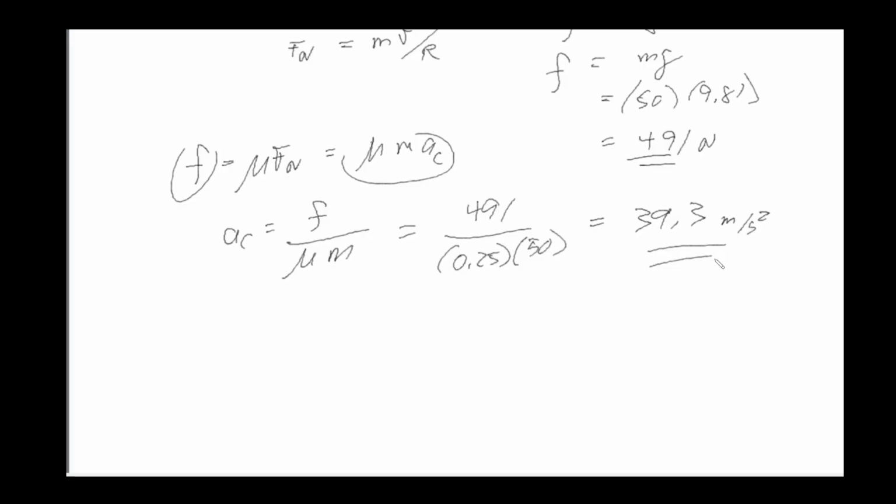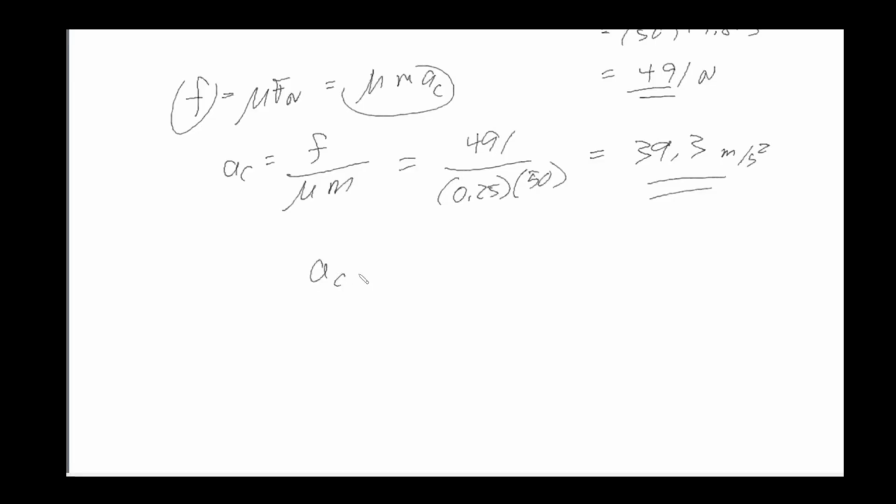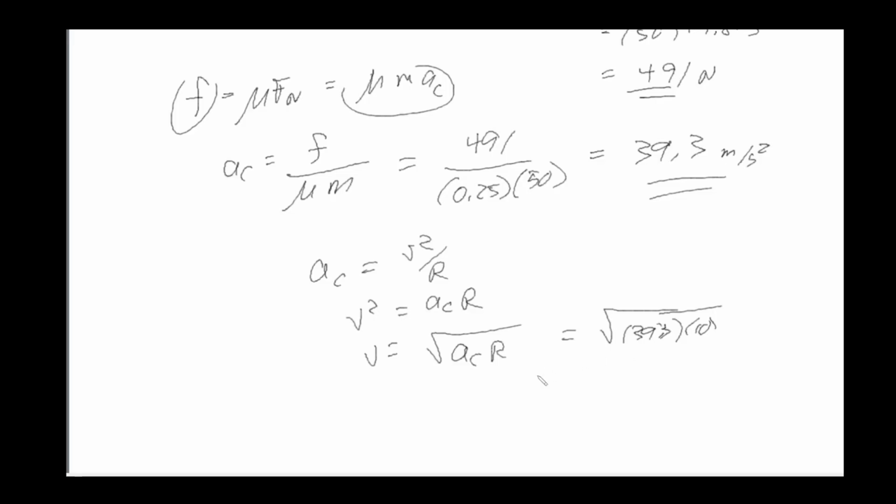Now we also want to know what the minimum speed is. Well, we know centripetal acceleration is v squared over r. If we solve for v squared, that's equal to acceleration times r, or v is equal to the square root of centripetal acceleration times r, which in this case is the square root of 39.3 times 10. If you do that calculation, you get v equals 19.8 meters per second, which is the minimum speed needed to keep from sliding down the wall.